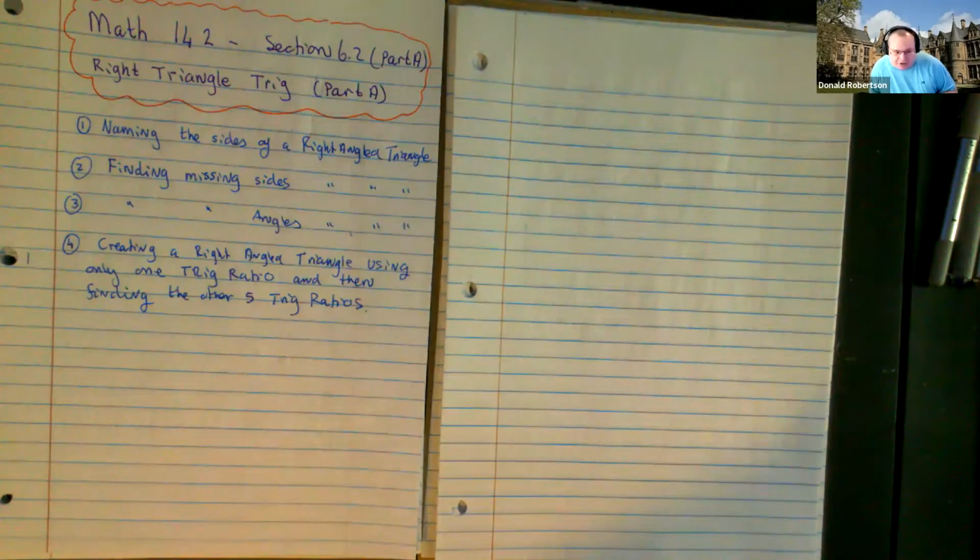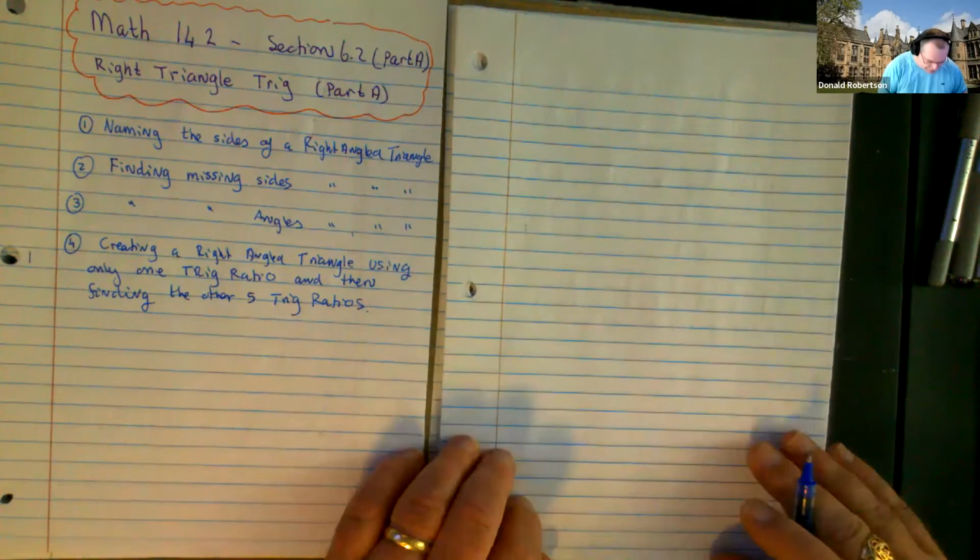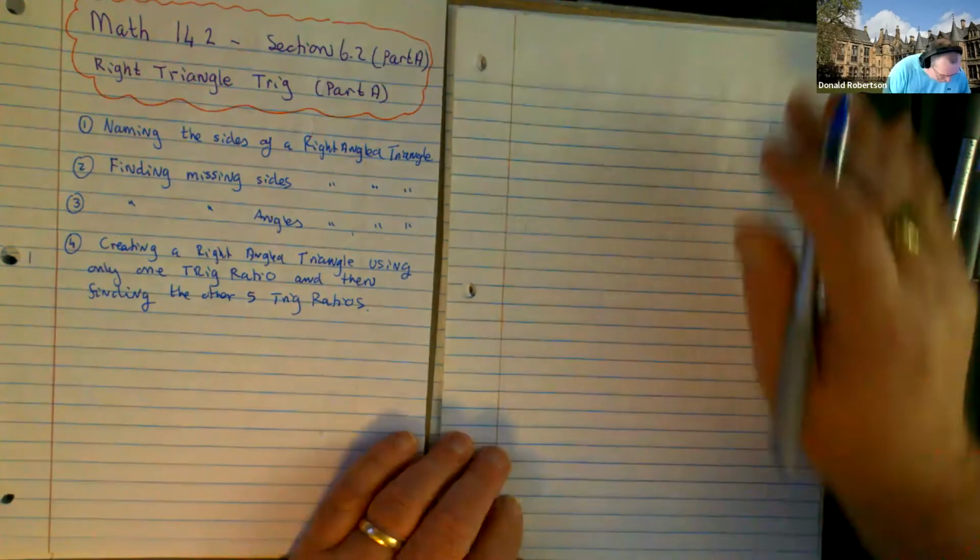So in the first one, part A, we're going to be looking at naming the sides again of right-angled triangles, finding some missing sides and angles, but not so much of that. For the most part, it's going to be about creating a right-angled triangle and then using it to find the other 5 missing trig ratios. A lot of this we covered on Friday, so hopefully this will go smoothly. And then we can maybe go into part B, where I think more of the interesting questions are.